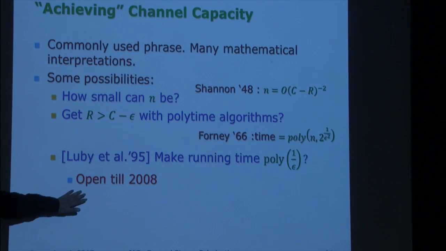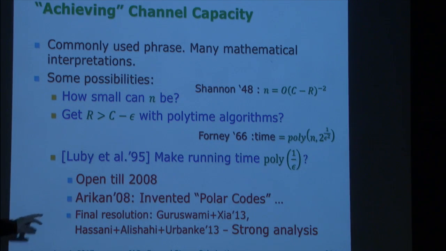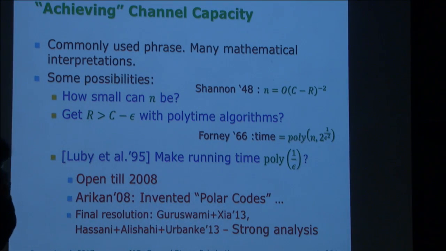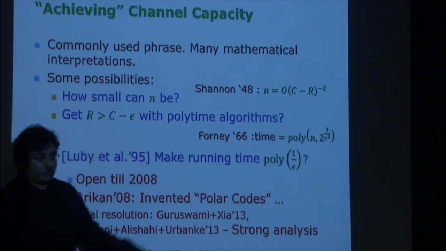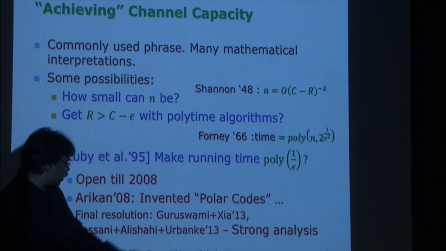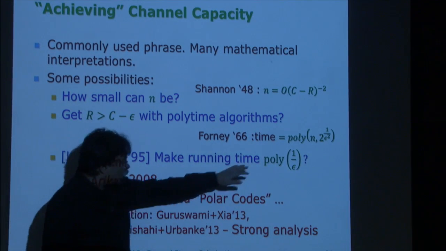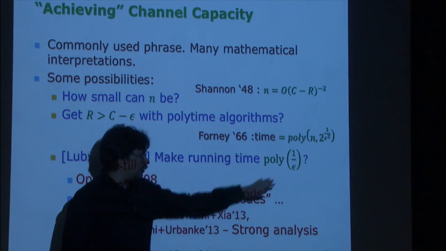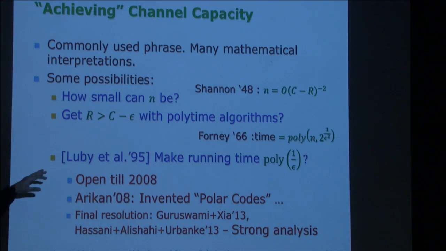And this question remained open till 2008. And then came these two works. I would say, okay, Arikan came up with this beautiful idea of these codes called the polar codes. And we'll talk a lot about that today. It seemed to be a very, very radically different way of analyzing, of encoding and decoding. I don't know of any particular theorem over here that I would be able to use to get this result, but then eventually Guruswami and Xia and Hassani et al. showed that actually using this family of codes, you can achieve this theorem. And this is the result that I really want to talk about today.